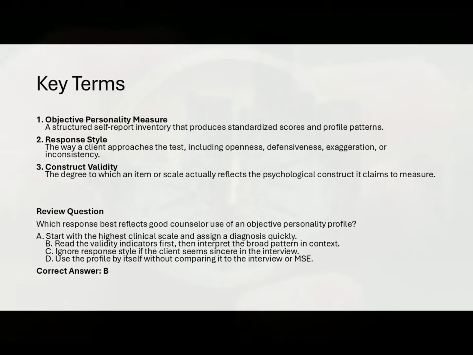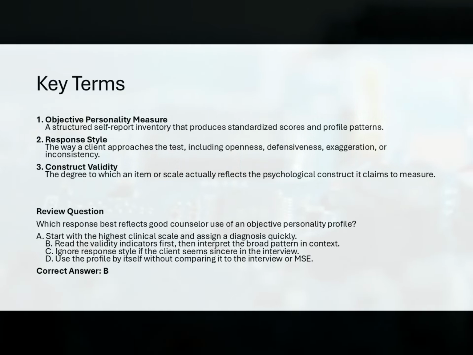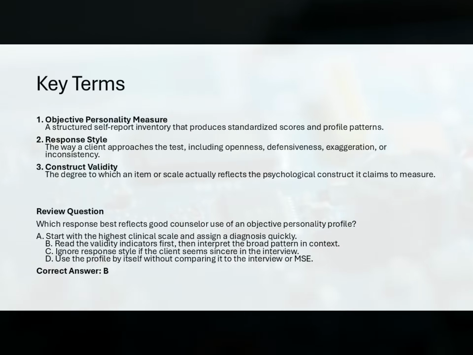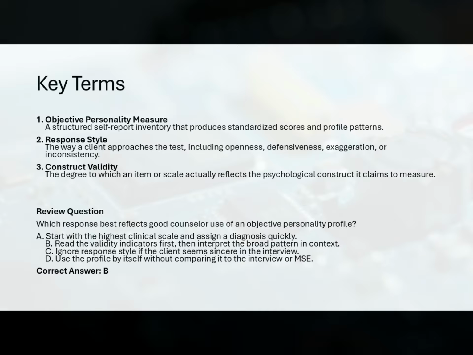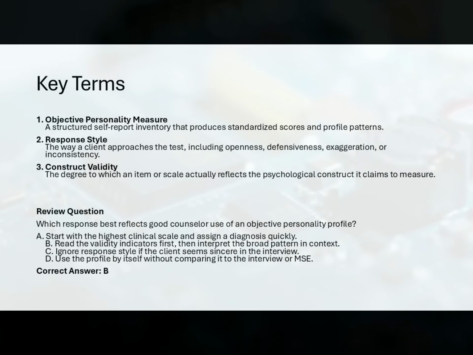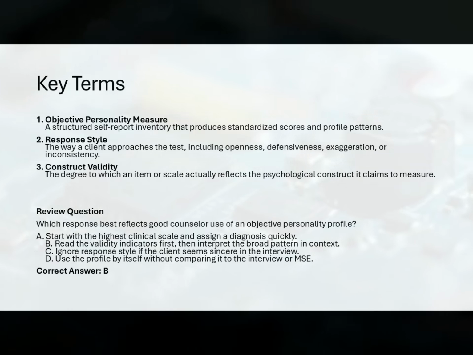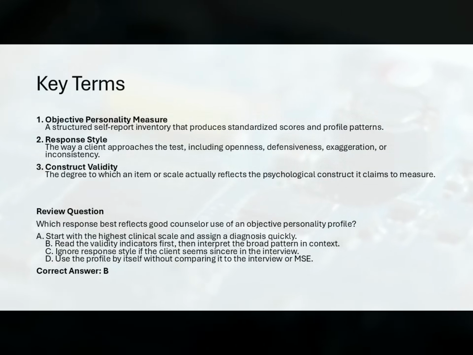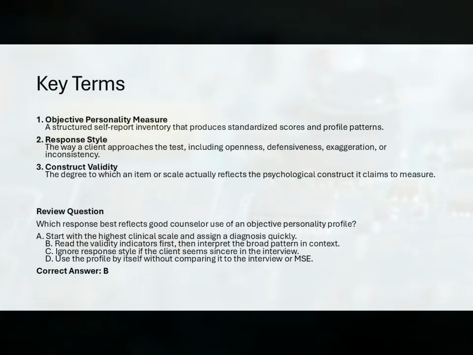And when it comes to our review question, which response best reflects good counselor use of an objective personality profile? I would suggest that the thing you need to do is option B, which is read the validity indicators first, then interpret the broad patterns in context. You always need to look at the validity in order to decide whether or not it's even worthwhile looking at the rest of it.